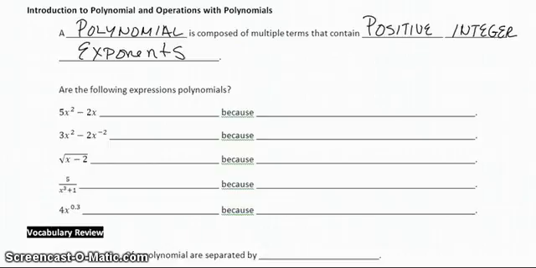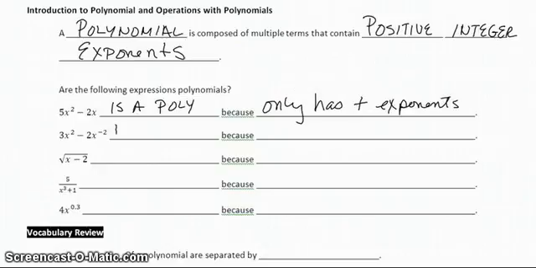5x squared minus 2x. Do you think that is or is not a polynomial? Is a polynomial. I'm just going to write is a poly because it only has positive exponents. I should say positive integer exponents. What about 3x squared minus 2x to the negative 2? Is not, because we have a negative exponent.